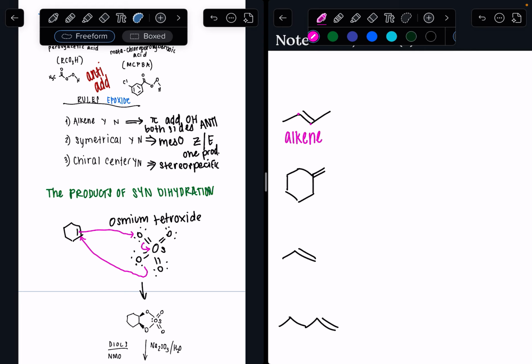Is it symmetrical? Yes, so I'll just draw a plane of symmetry to show that. Okay, so it's symmetrical, not on that plane though. So you can say, is this cis or trans, E or Z? And so it's going to be trans. And does it have an area where it can produce chiral centers? Yes, 2 chiral centers.